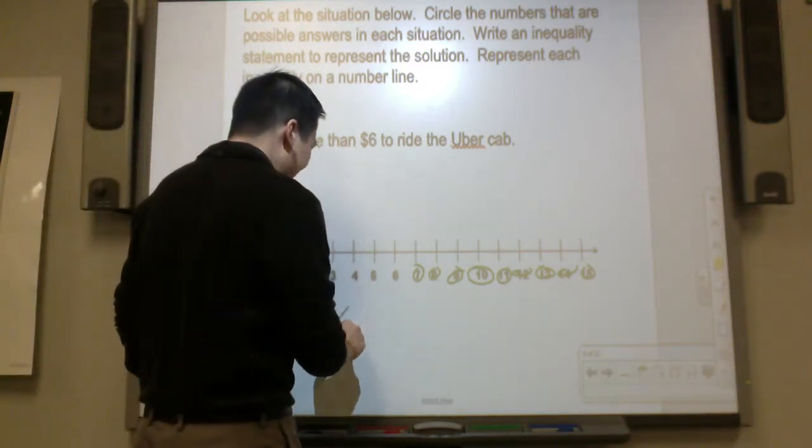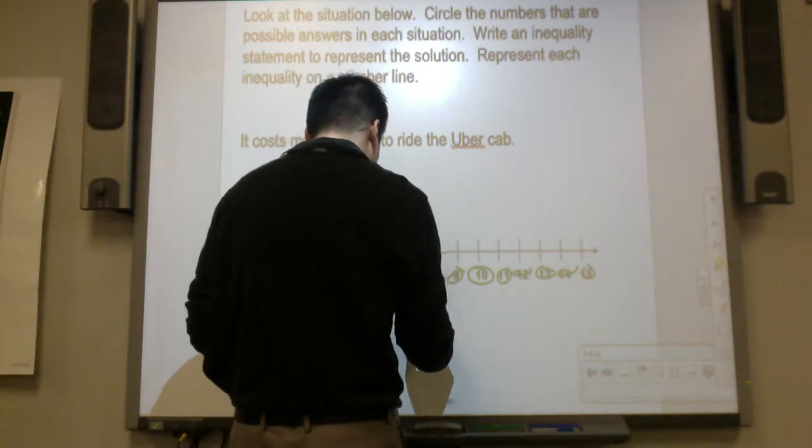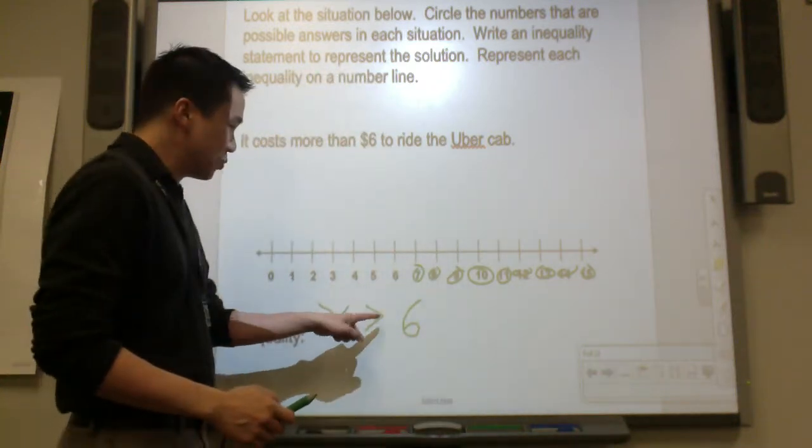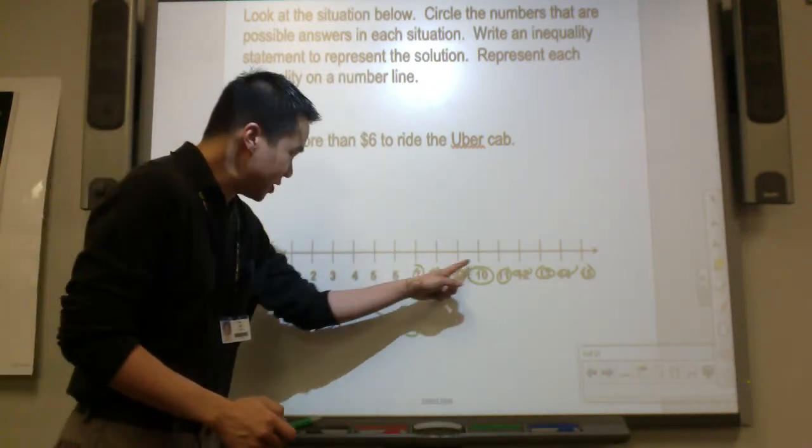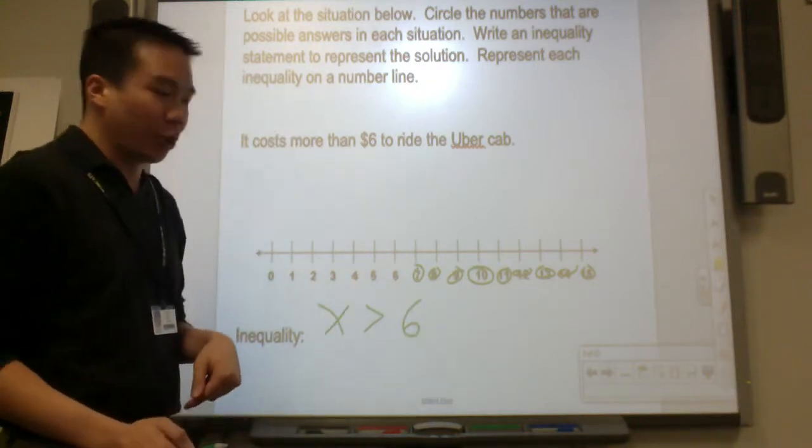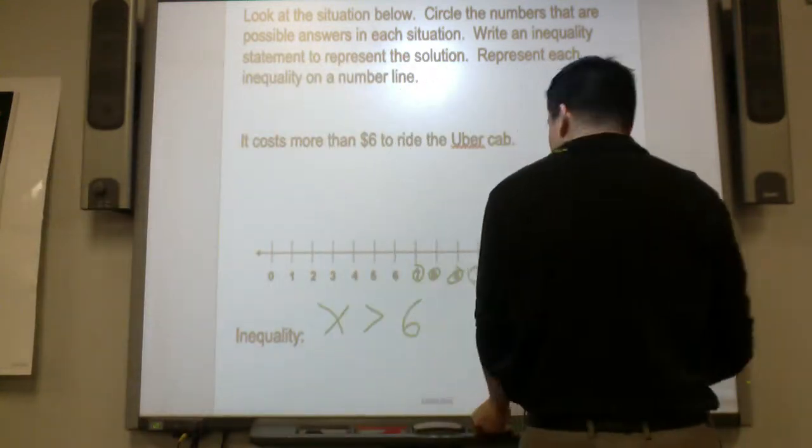So how would I write this as an inequality? x is more than $6. Are all these numbers more than $6? They are more than $6. Next one.